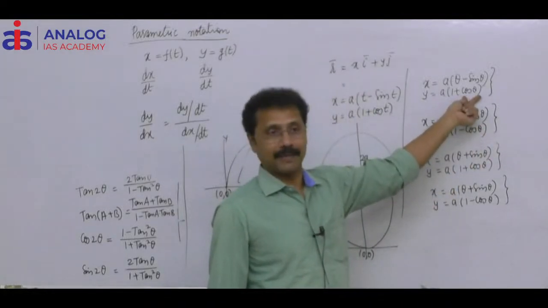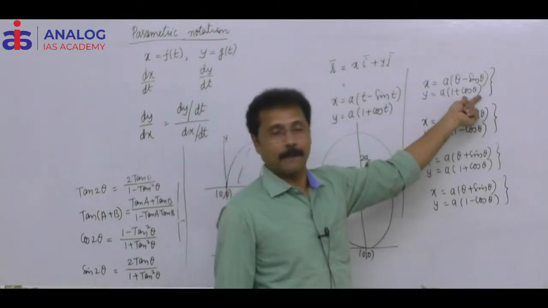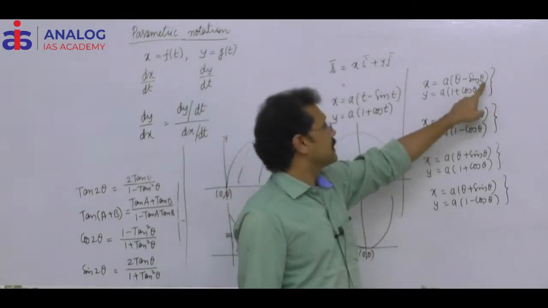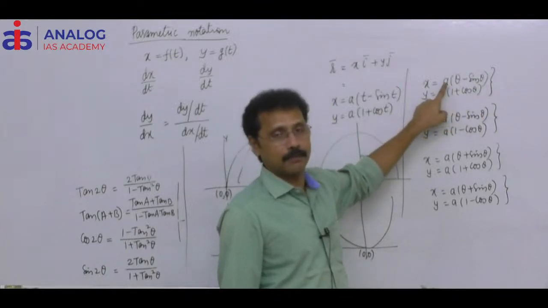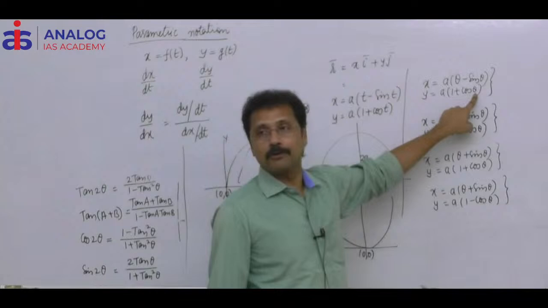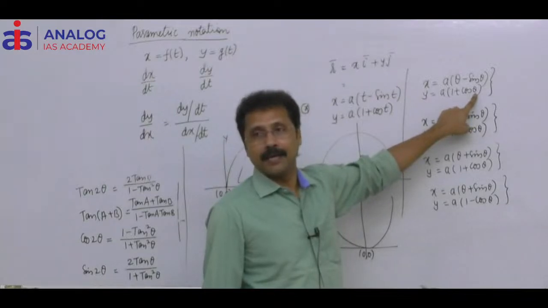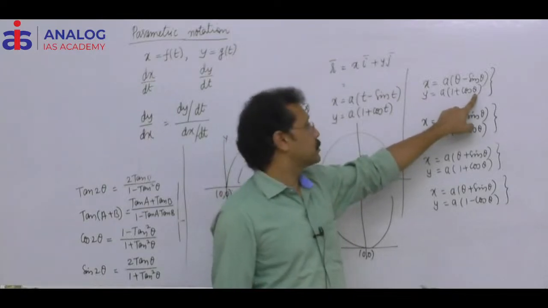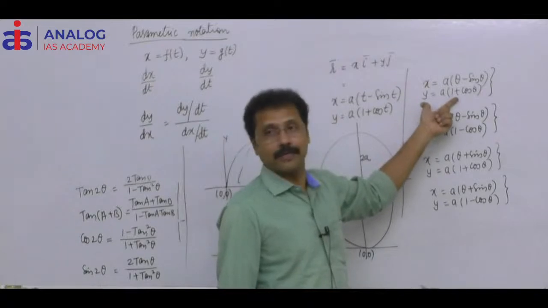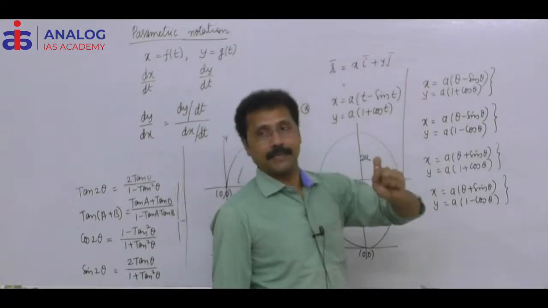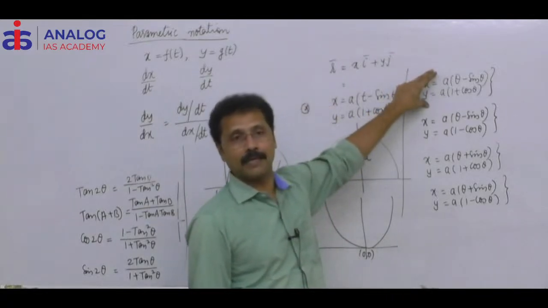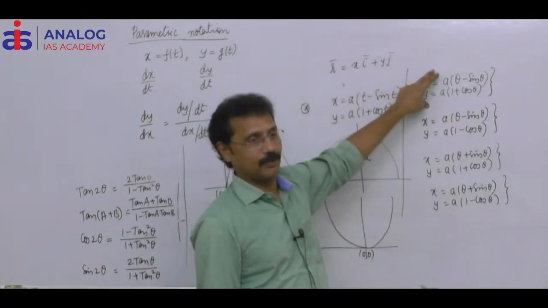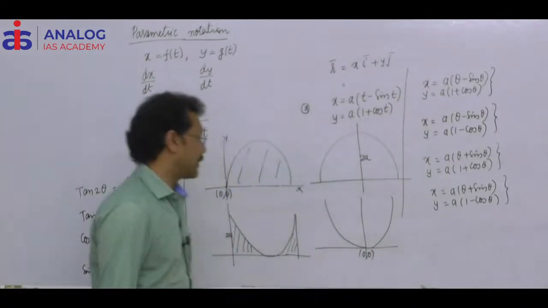Theta equal to pi. Now theta equal to pi means sin pi is 0. So x equal to a pi, and cos pi is minus 1, so y equal to 0. That means at theta equal to pi, this curve passes through a pi comma 0.